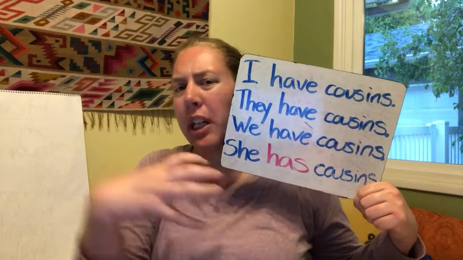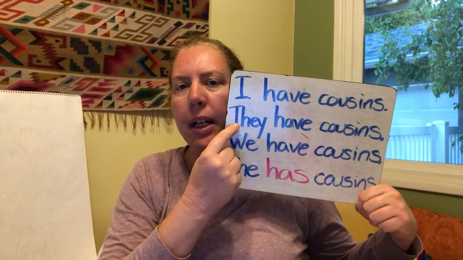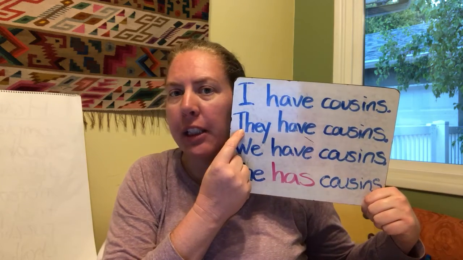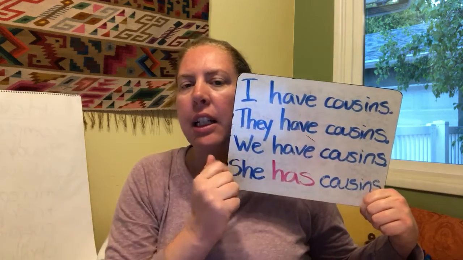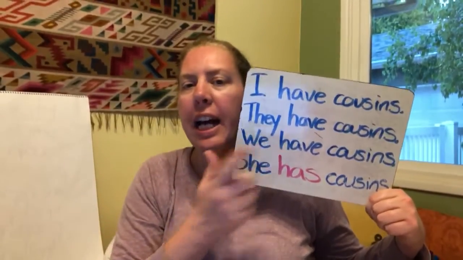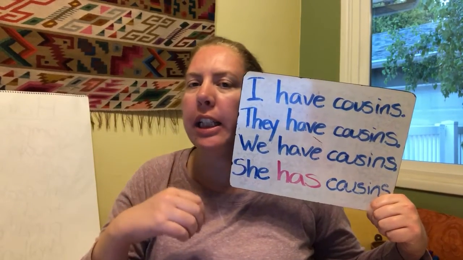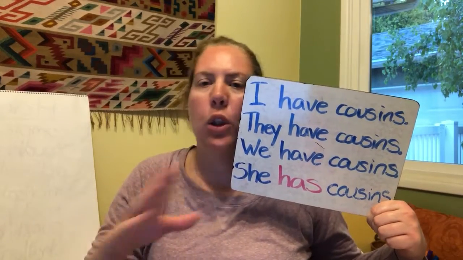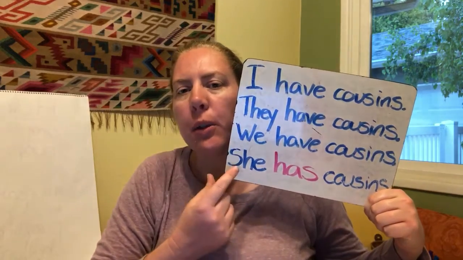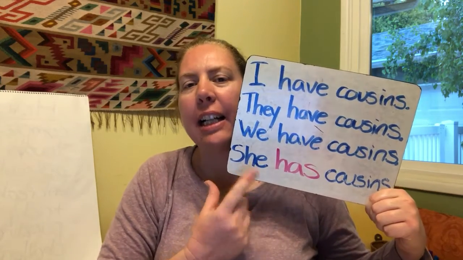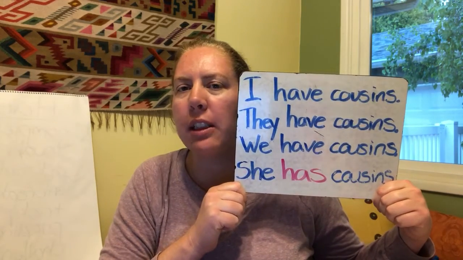So if we're talking about right now, if I'm talking about myself, or if I'm talking about Ethan and Yuchen, I would say Ethan and Yuchen have cousins, or they have cousins. If I'm talking about a group of people, I say we have. But if you're talking about one person, like she, or he, or Ellen, or Logan, you would say she has cousins. Logan has cousins. Ellen has cousins. So it's a little rule breaker, works a little bit differently.